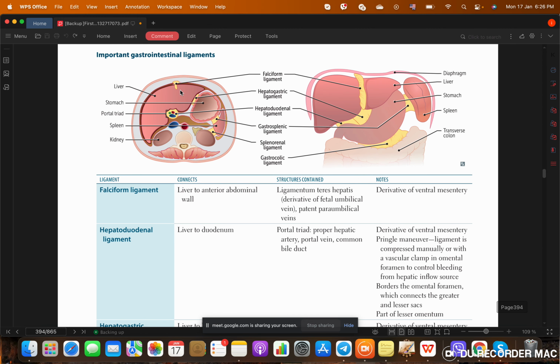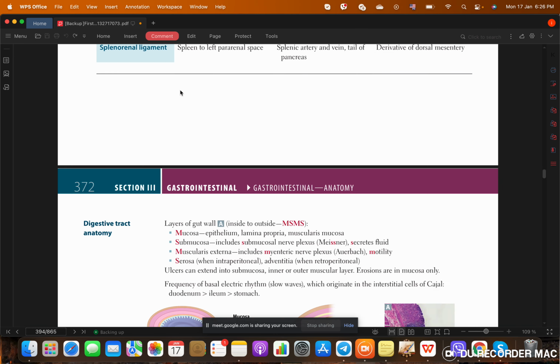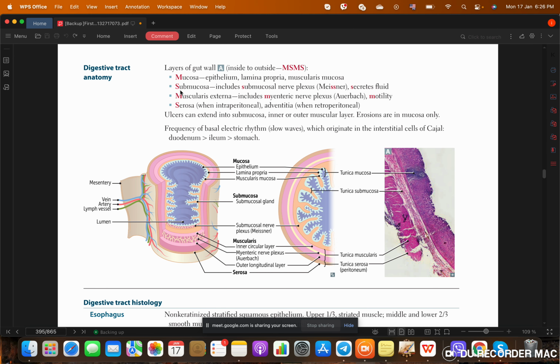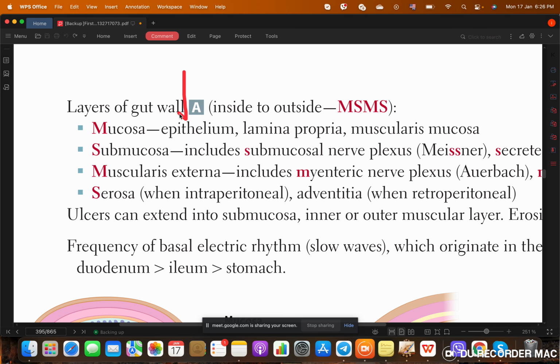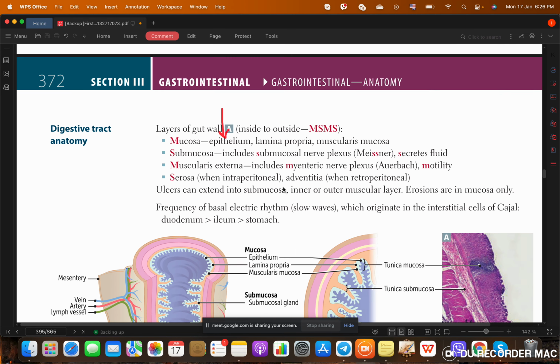Absolutely. Okay, so we spoke about the ligaments the other day, and now we are going to speak a little bit of histology. It doesn't matter which portion of the GIT we are speaking about, all portions have similar layers. These layers include the following. We have the mucosa, which consists of the epithelium, the lamina propria, and the muscularis mucosa. The first question that you should be able to answer: which type of epithelium is inside of the GIT?